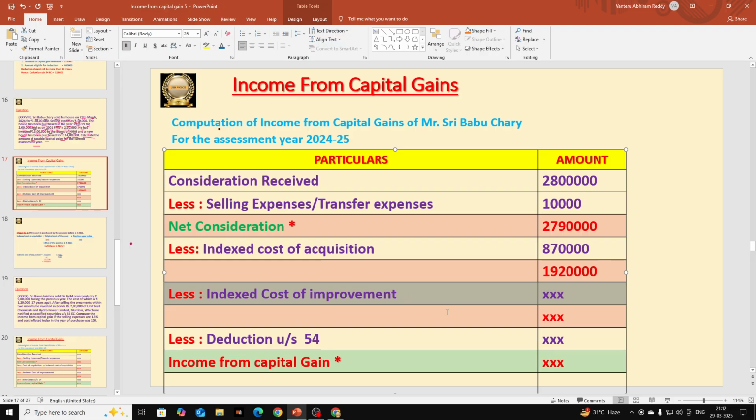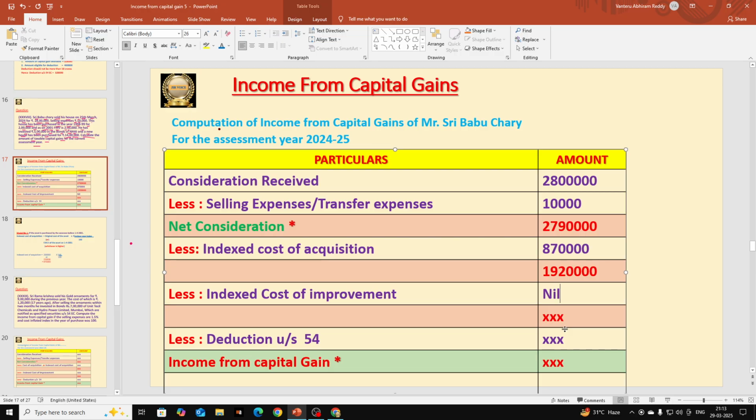But indexed cost of improvement, we calculate whenever any additions are made to the asset. But here in this problem no additions are made, so it is nil. Indexed cost of improvement is nil. If you don't want to write, you can remove that completely from here. Already I made the format, that is why I am writing nil. Okay, if you write nil also like this, no issues.